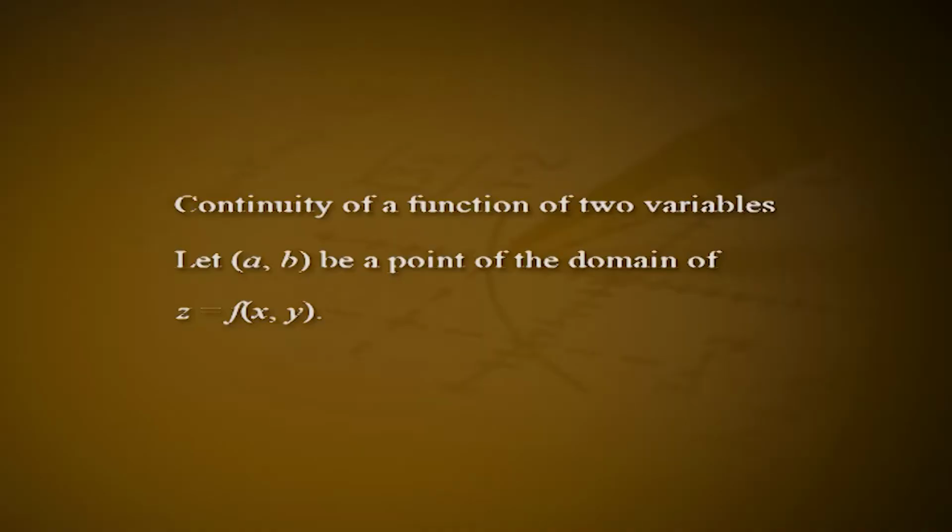Continuity of a function of two variables. Let (a, b) be a point of the domain of z equals f(x, y). As in the case of functions of one variable, we say that f is continuous at the point (a, b) if for points (x, y) near (a, b), the value f(x, y) of the function is near f(a, b). That is, f(x, y) can be made as near f(a, b) as we like by taking the points (x, y) sufficiently near (a, b).